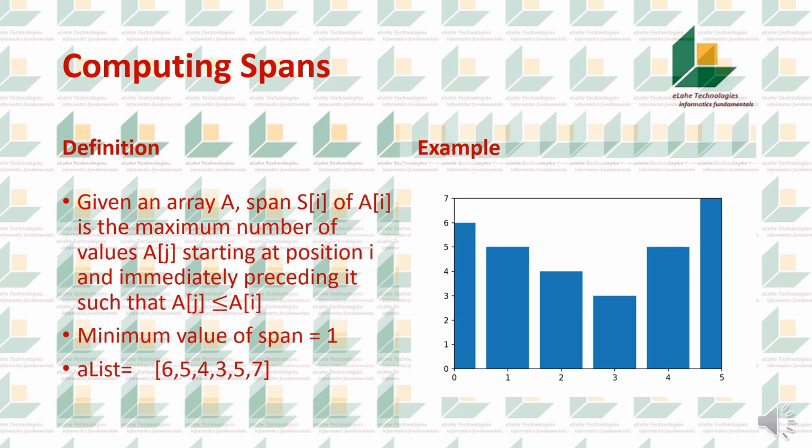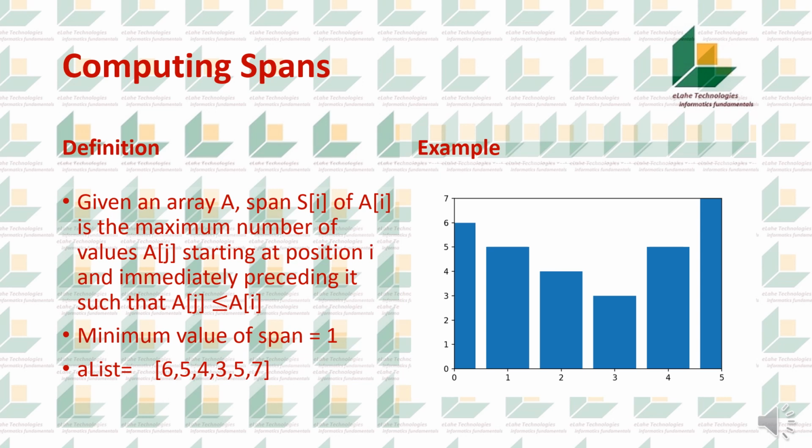Let us formally define the span. Given an array A, span S I of A, I is the maximum number of values A, J, starting at position I and immediately preceding it such that A, J, is less than or equal to A, I. Span of any element is at least 1.